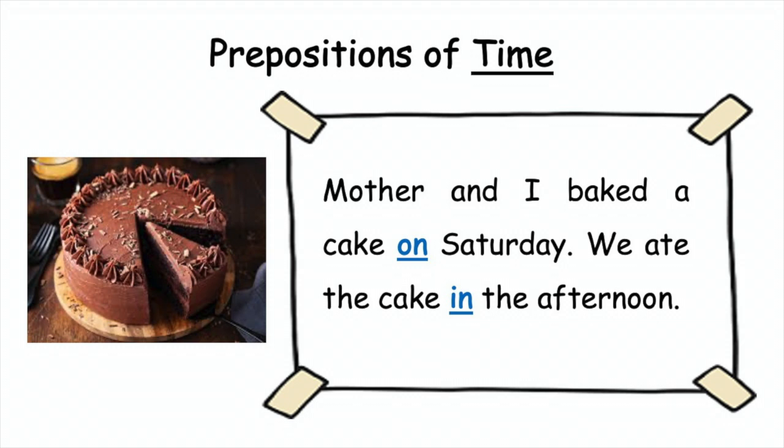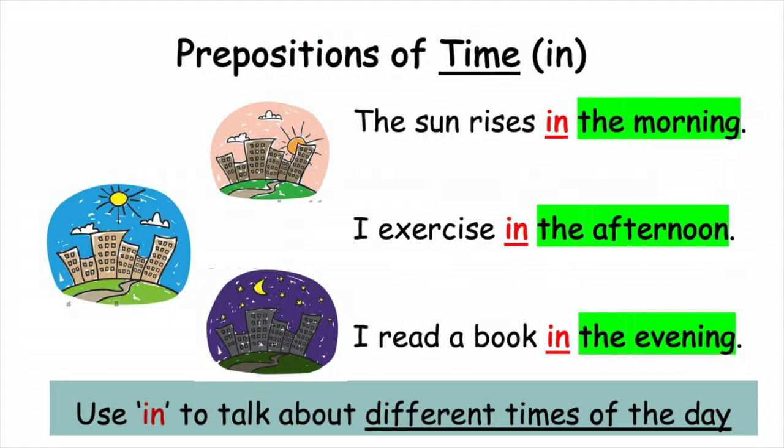For example, Mother and I baked a cake on Saturday. We ate the cake in the afternoon. So on Saturday, in the afternoon. These are talking about time. We use in when we talk about different times of the day. The sun rises in the morning. I exercise in the afternoon. I read a book in the evening. So we use in to talk about different times of the day.